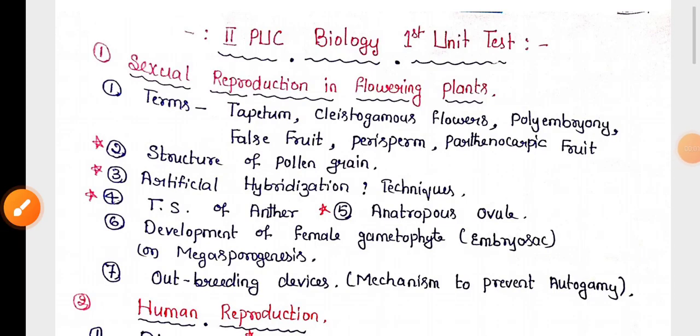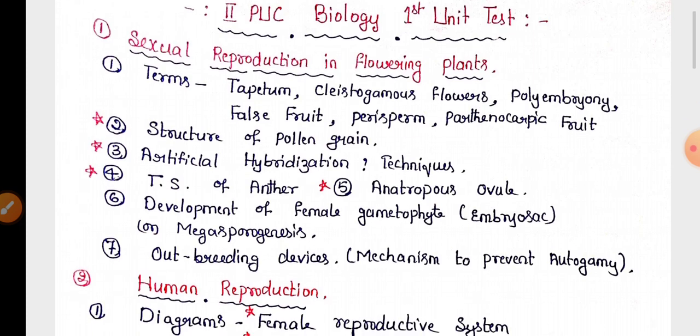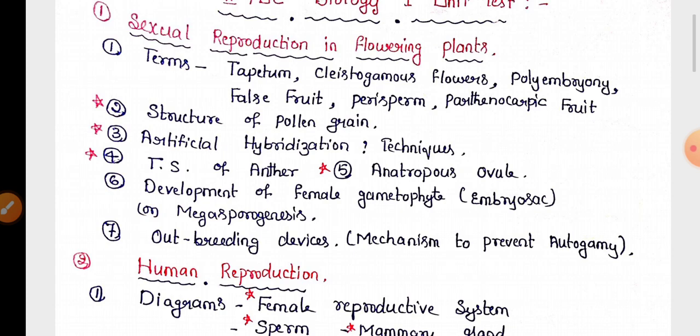For second PUC Biology coming first unit test, we are going to discuss some of the important questions from each chapter. Total there are 4 chapters for this first unit test. First chapter is sexual reproduction in flowering plants. From this chapter, the 1 mark questions they may ask about tapetum function, about cleistogamous and chasmogamous flower, polyembryony, false fruit, perisperm, parthenocarpic fruit they may ask.